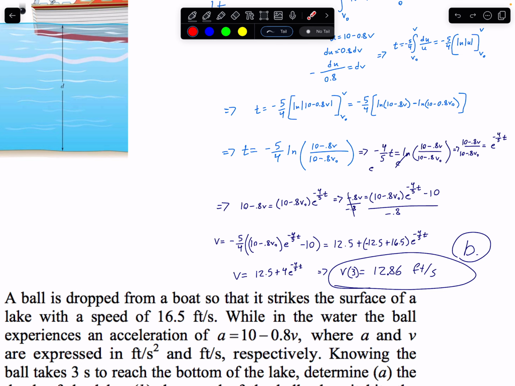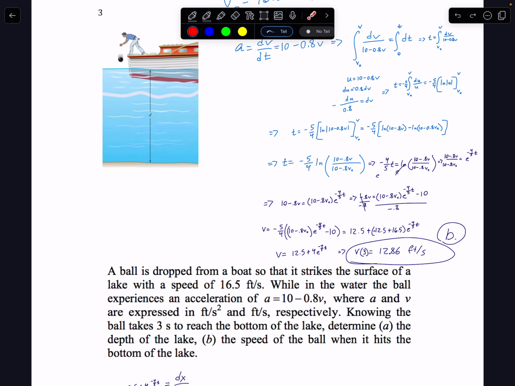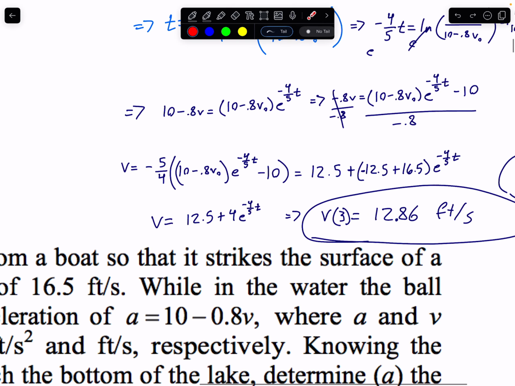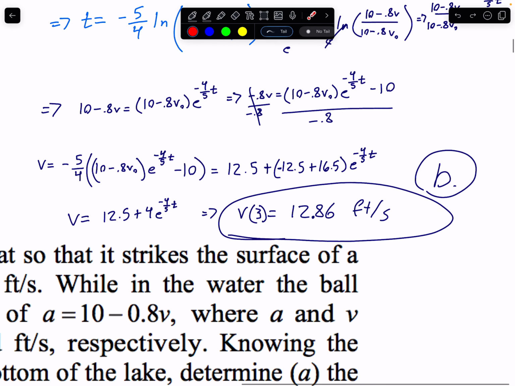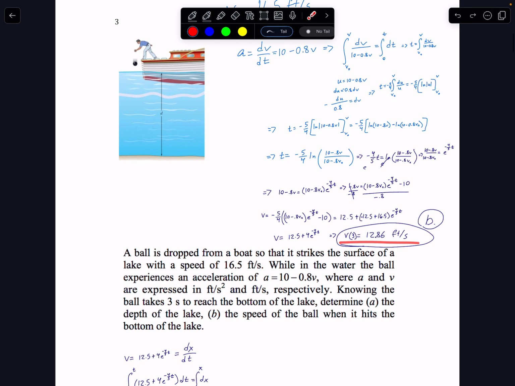And so here, this part is all just manipulating, and then here's where we actually are reaching our final steps. Here's where we reach our final velocity equation. V equals 12.5 plus 4 e to the negative 4/5 t. And we plug in 3 seconds, and we get 12.86 feet per second. So we can tell that the water is slowing the ball down.